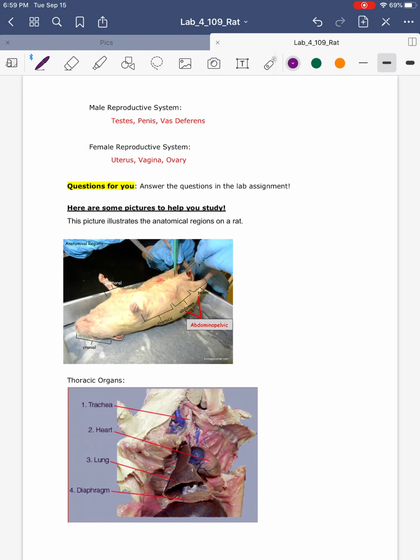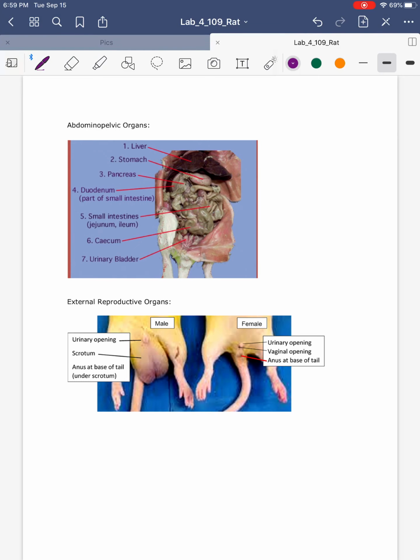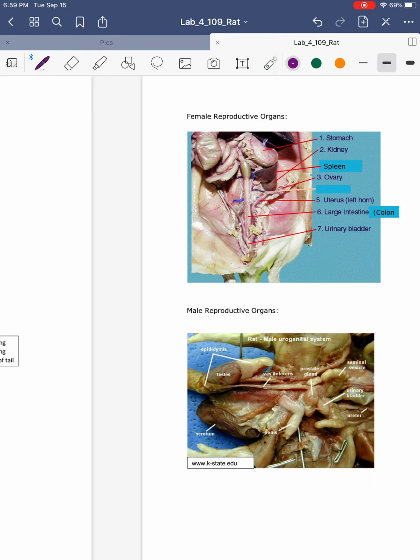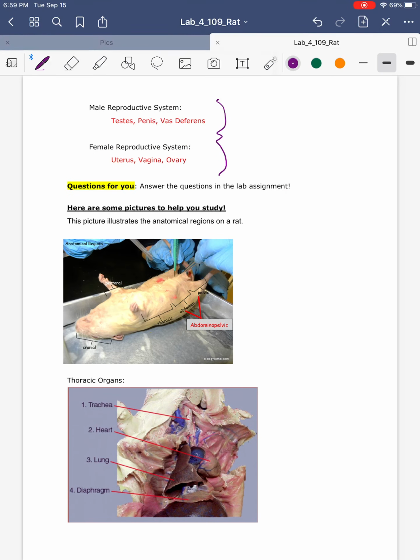And also there are some reproductive organs for the rat as well, male and female. And I've got a bunch of pictures here to help you. These pictures sometimes have more than you need to know, okay? But it has at least what you need to know. So let's just talk about some of them quickly.